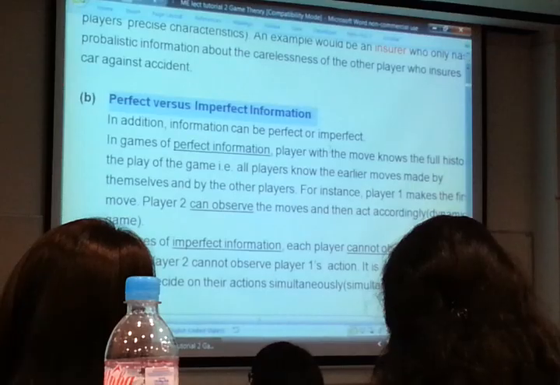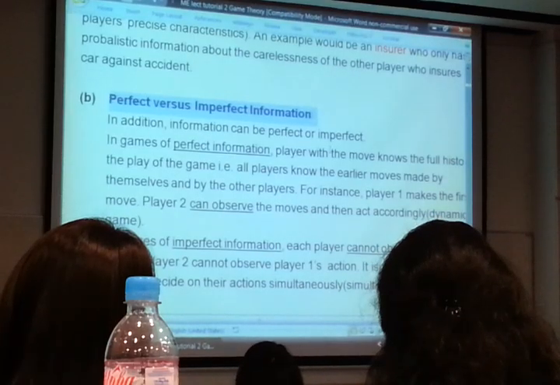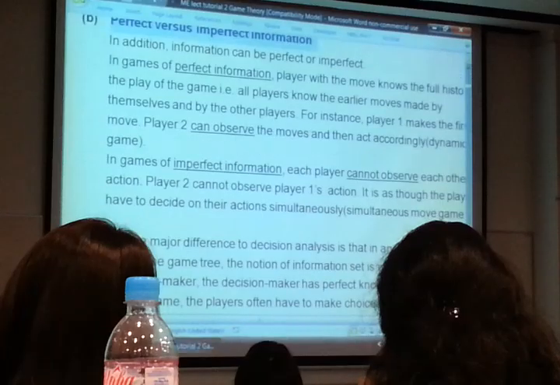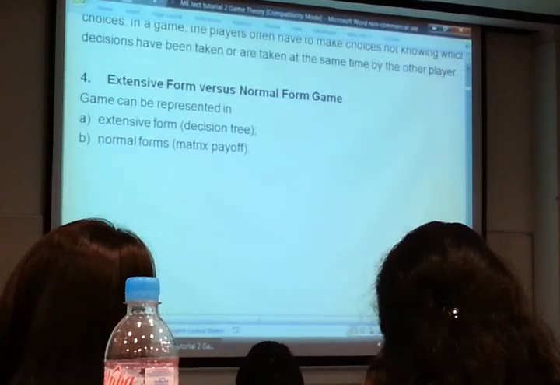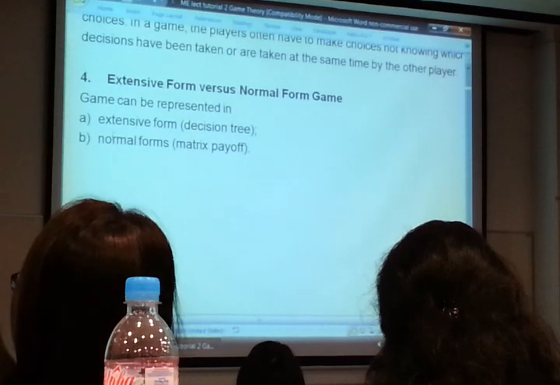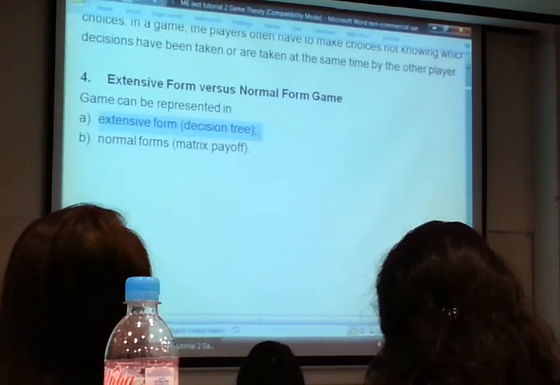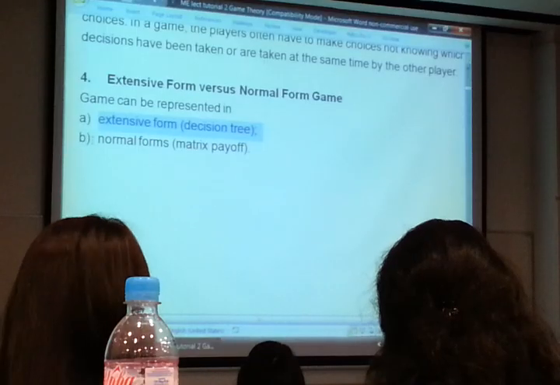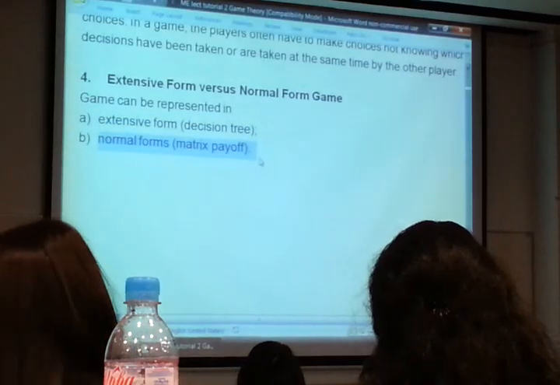Information versus imperfect information. What's the difference in terms of your game? Now, your game you can write in a decision tree. So decision tree means extensive form. Or you can write the game in normal form. Normal form means matrix.